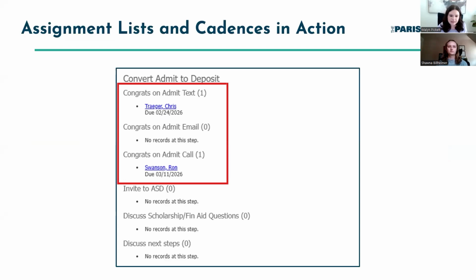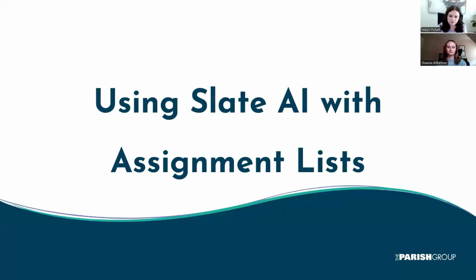Once within your cadence, you will be able to see a list of your cadence steps, including the records who meet each step. You will also see the date that the steps are due so that you can prioritize your outreach accordingly. If you click on any names here, you will be taken to that exact same summary view and detail view that you saw under assignments.